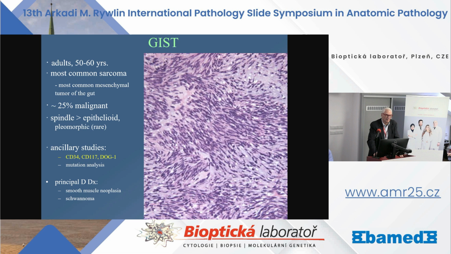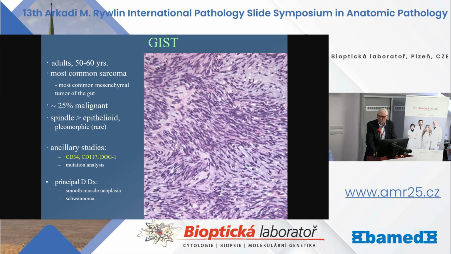What about GIST, gastrointestinal stromal tumor? One of the more common sarcomas that occur in humans, in adults primarily. It is by far the most common mesenchymal tumor of the gut that we see, and of course, one of the main authors of all these studies on gastrointestinal stromal tumor is Dr. Michalová, who's sitting over there.